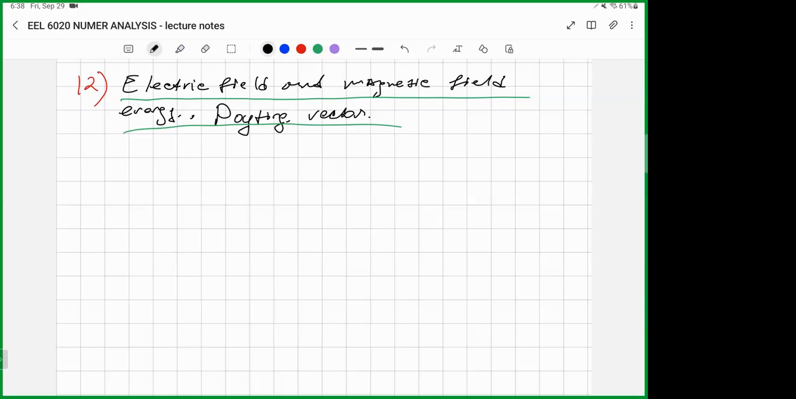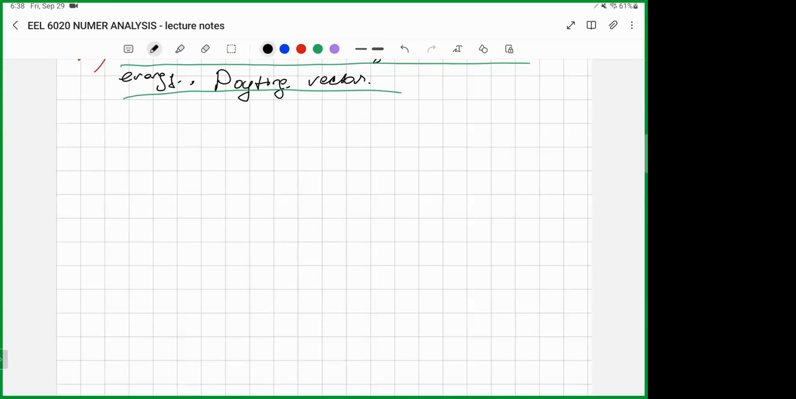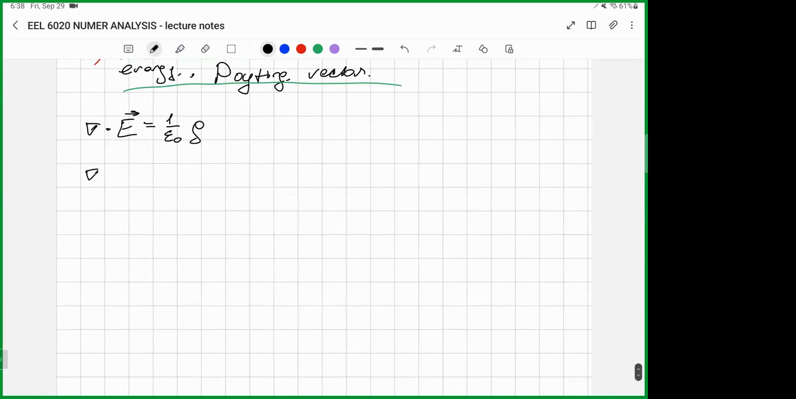Let's derive the energy of the electromagnetic field from Maxwell equations. We have already described the four Maxwell equations, and let me write them down here and summarize them. The first one, for the divergence of the electric field, states that the divergence of the field is equal to 1 over epsilon naught rho, where rho is the charge density. The alternative one, for the magnetic field, is equal to zero, so there are no magnetic charges in nature.